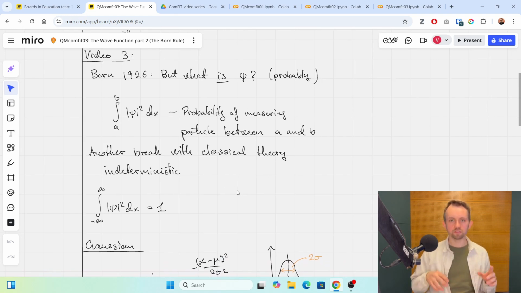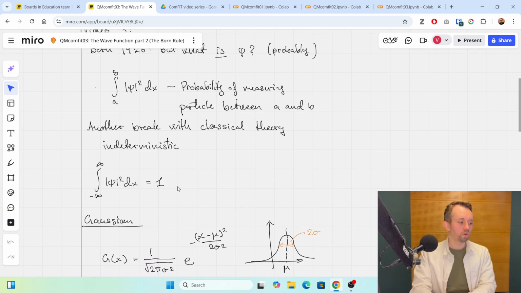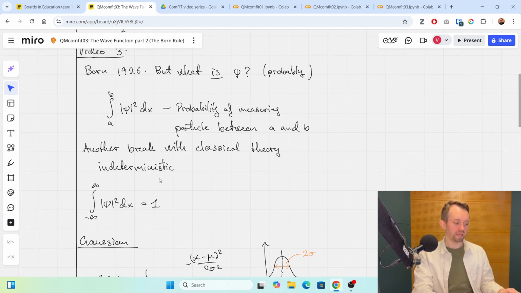And in fact, this notion that quantum mechanics gives probabilities of measuring something is another break with classical physics, because now the theory in itself is indeterministic, meaning we don't know what the outcome of some measurement will be. We only know what the probability is. But it does force a condition on our wave function that the integral from -infinity to infinity should be 1, because if this is the probability of measuring the particle between A and B, then the probability of measuring the particle somewhere between -infinity and infinity should most definitely be 1.